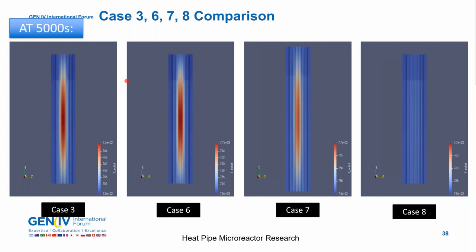Then we compare the 2D cloud temperature of cases 3, 6, 7, and 8 at 5,000 seconds. Case 3 heat pipes fail at 0 seconds, and case 6 fails at 5,000 seconds. For both of them, at 5,000 seconds the temperature has already reached the steady state, the peak point. In case 7, the temperature is still increasing, and in case 8, nothing has happened yet at 5,000 seconds. That's why we observe different temperatures in different cases.